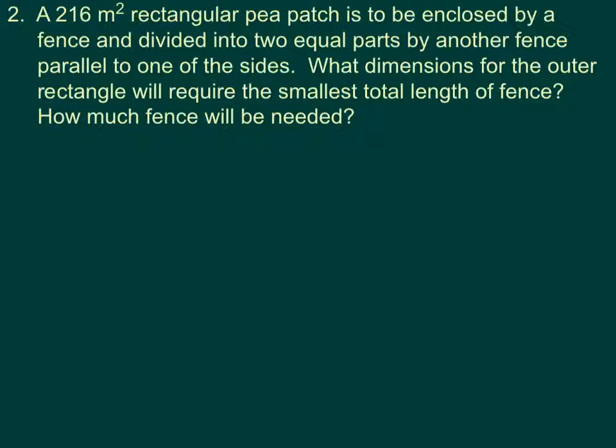I hate peas, but I guess some people like them, and so farmers want to grow them. So here's our pea patch. And the area of this pea patch is 216 meters squared. Okay, and it says that it's divided into two equal parts by another fence parallel to one of the sides. So it doesn't matter whether I draw this dividing line vertically or horizontally. I'm just going to cut it in half. We're going to pretend that those are equal lengths, and that's what this picture looks like.